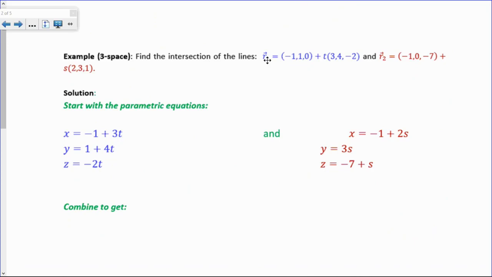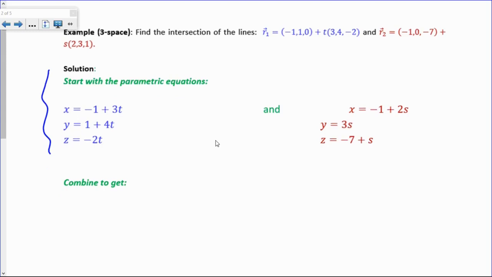Okay, so as an example, find the intersection of these lines that are both in 3 space, and we have their vector equations. So what I've done to start off right away is change them to their parametric equations, which are quite a bit easier to deal with.